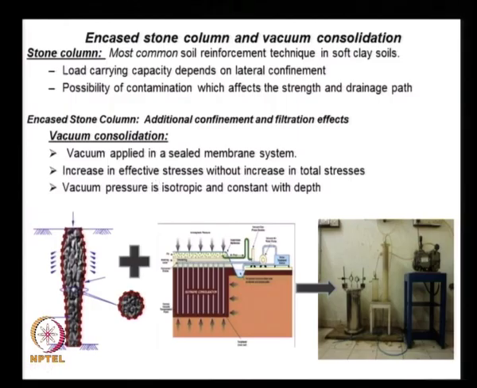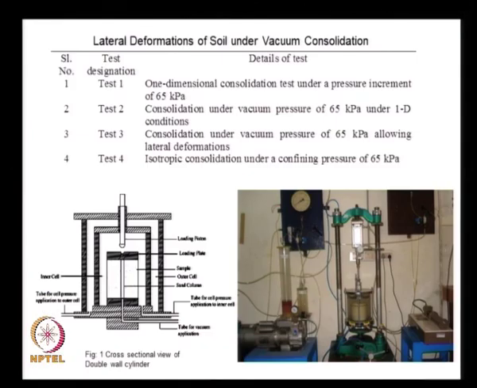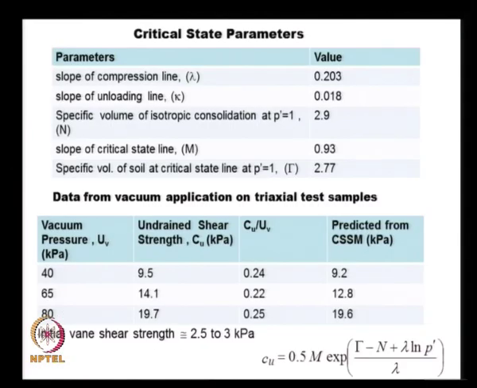I will briefly present some of the results that we have obtained at IIT Madras from studies on vacuum treatment. The gain in the shear strength because of the vacuum treatment can be explained easily using critical state soil mechanics theories, given here. The experimentally measured undrained shear strength after vacuum application is given in this column, and those predicted from critical state theory are given in this column.